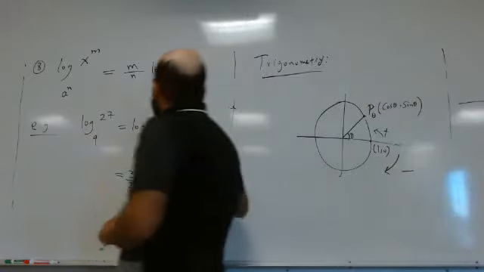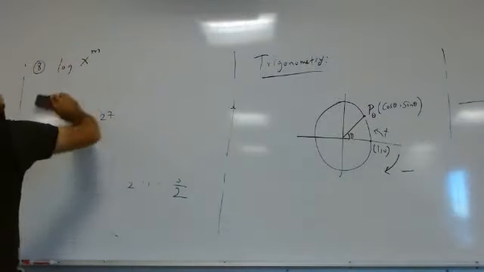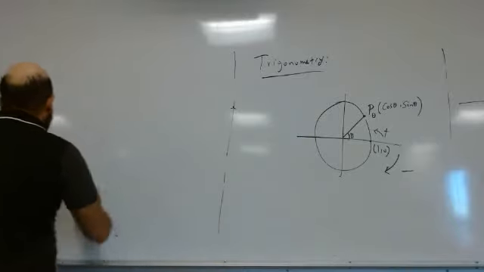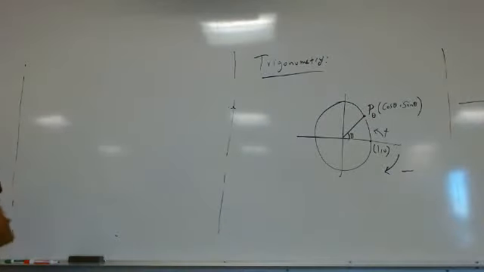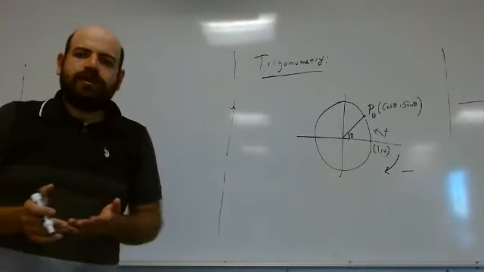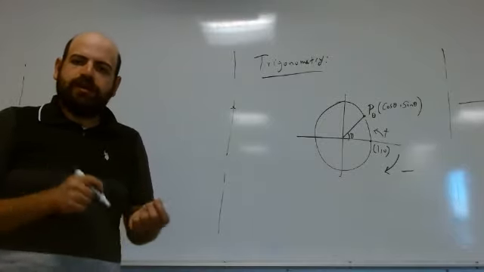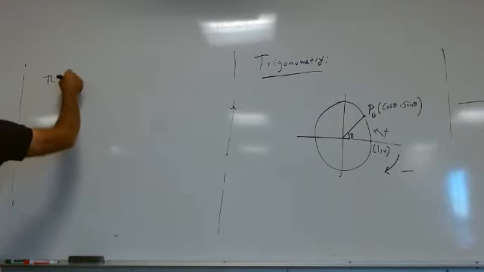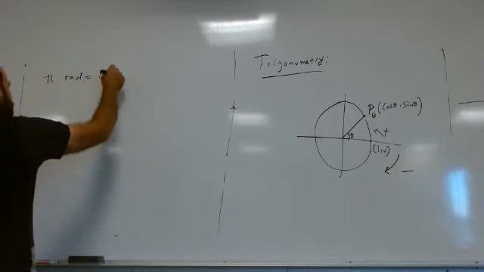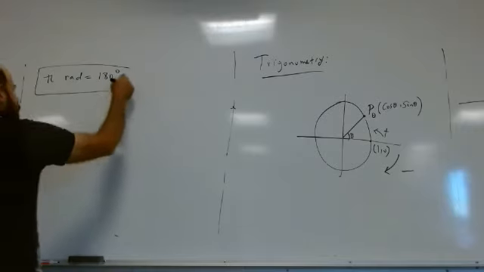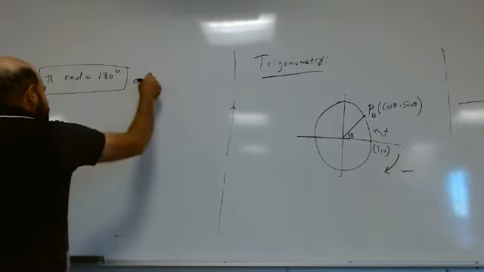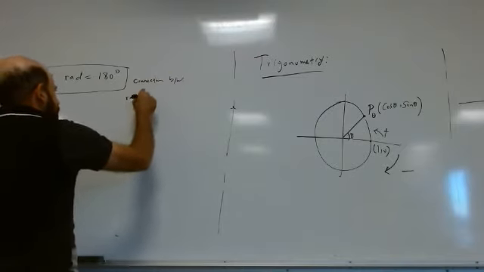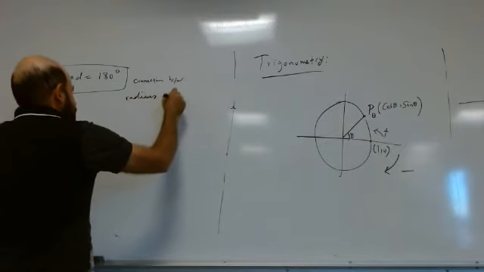So for example, let's say you want to find cos 90 degrees and sine 90 degrees, how can you do it? Normally in trigonometry, we use radians, and you remember the connection between radians and degrees. So you know that pi radians is equal to 180 degrees. So this is the connection between radians and degrees.